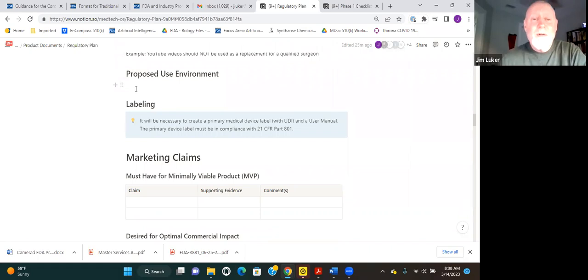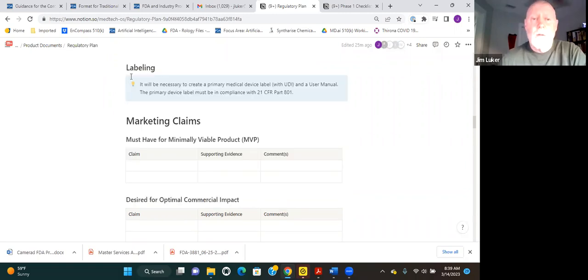Proposed use environment is where it's intended to be used. Again, from a software perspective, are we talking about a doctor's reading room, or radiologist, or are we talking about, let's say, software that assists a surgical robot, which is going to be used in a surgical suite? We concern ourselves a bit in the early stages with the regulatory plan of what the labeling is going to look like. This would be the marketing materials, it would be the primary label, with the UDI, it would be the user manual.